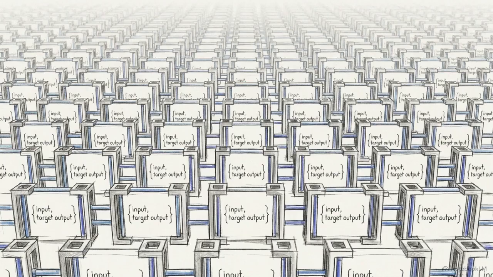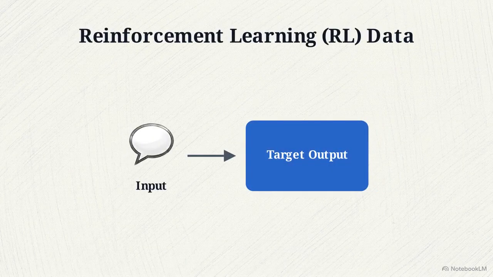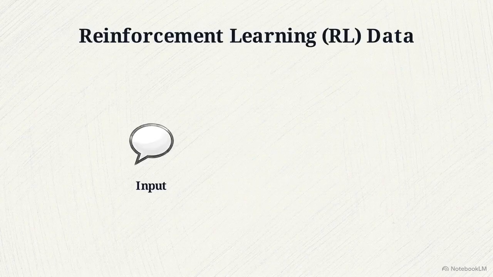Both standard SFT and explicit reasoning formats rely on perfect, human-curated target outputs. For highly complex tasks, handcrafting these targets becomes impossible to scale. To scale capabilities further, we introduce reinforcement learning, or RL data. This approach discards predefined target outputs completely.